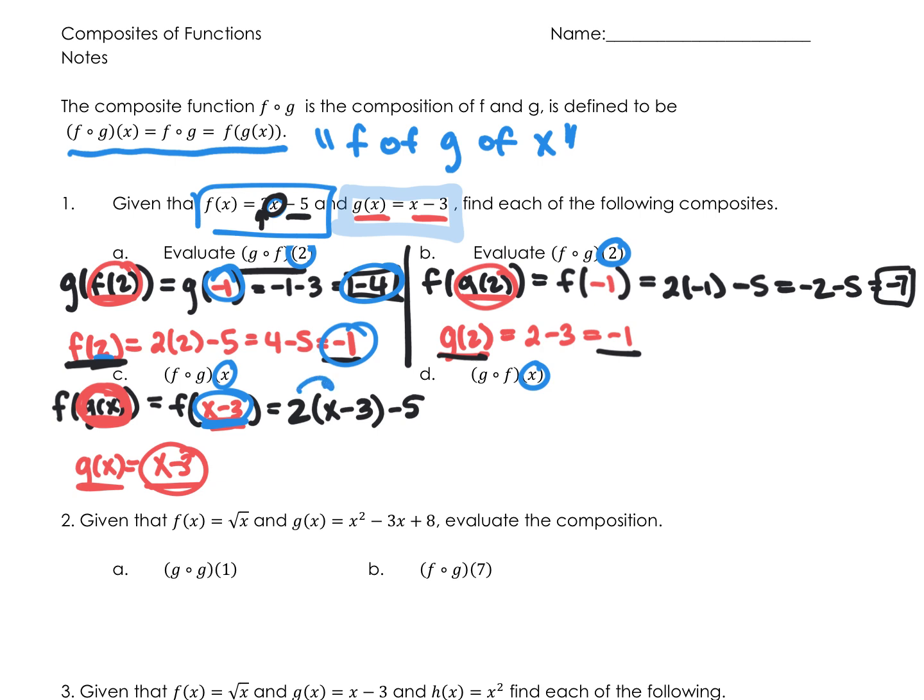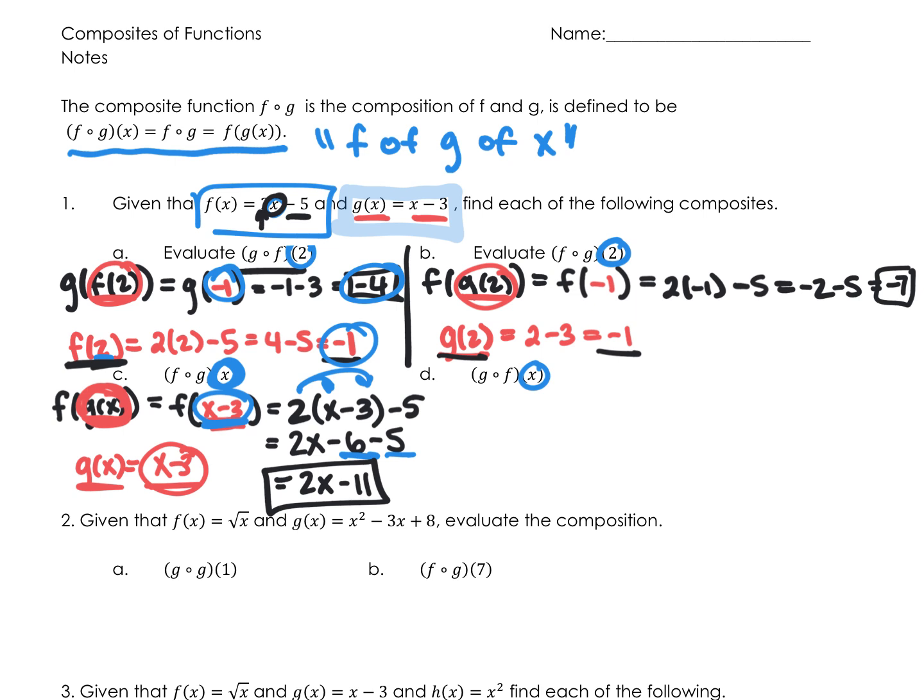So first we'll distribute this 2. 2 times x will be 2x. 2 times negative 3 will be negative 6. Bring down the minus 5. And then we can combine like terms. You can't add the 2x. The 2x is its own term, it's not like terms. But negative 6 and negative 5 combine to be negative 11. So here our final answer is 2x minus 11. Now that's our final answer, and it has x's in it, and that's because we started with an x here.